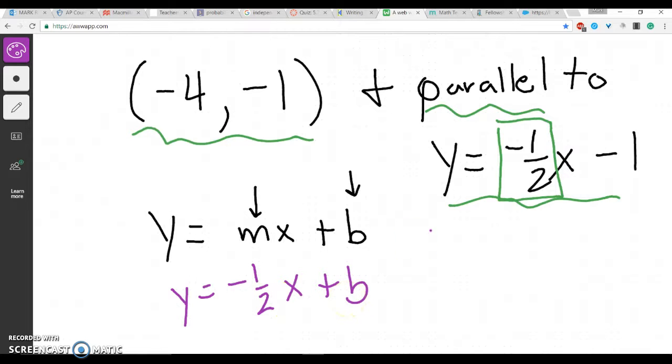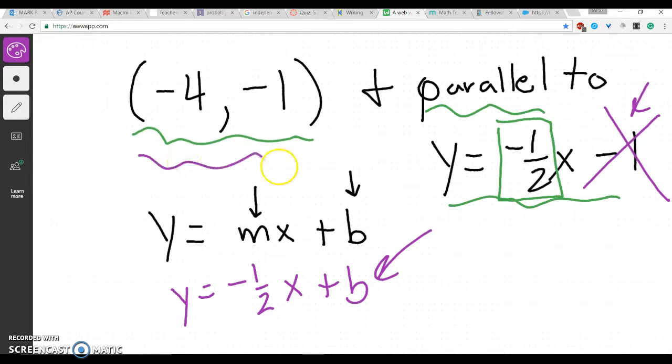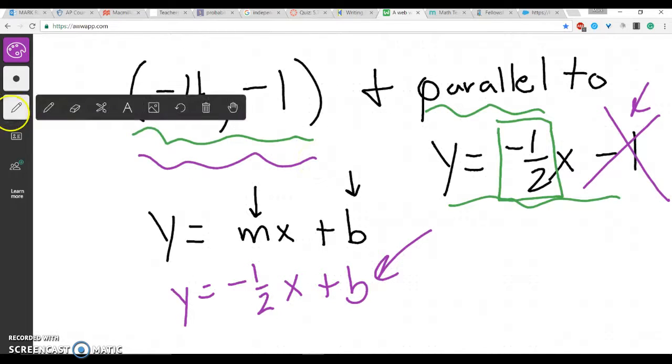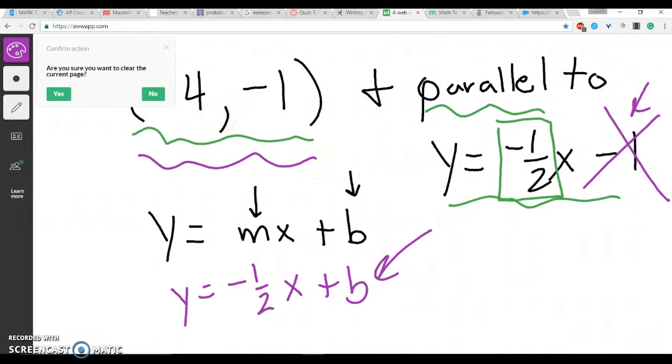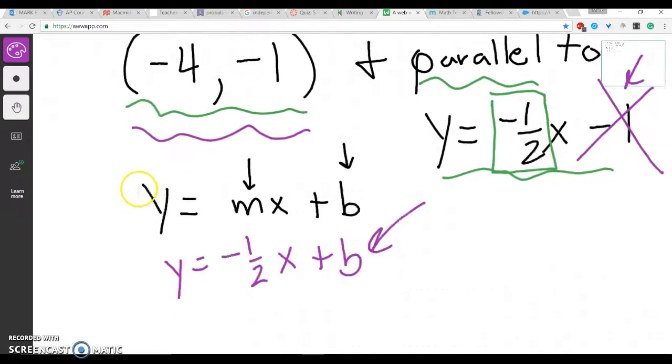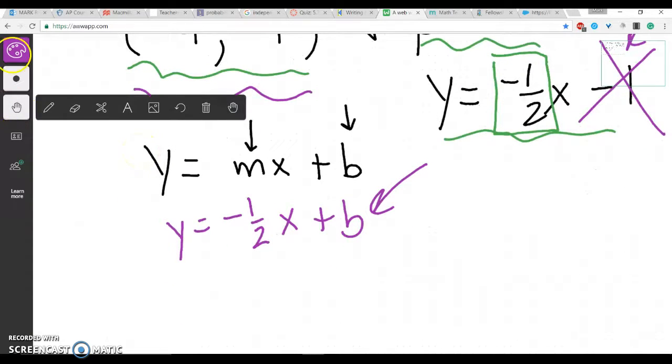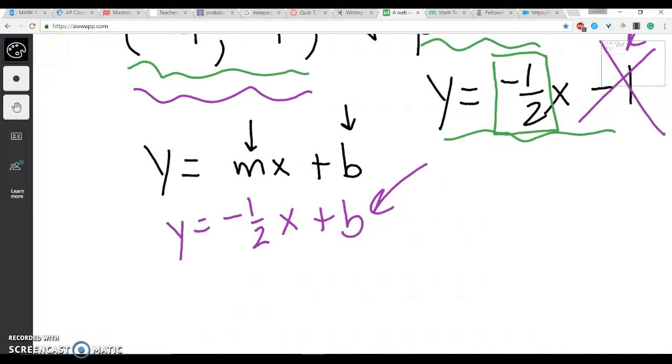One common mistake is people try to make this y-intercept the same as this. Well, if they were exactly the same, then we'd have the same lines and they wouldn't be parallel. So this number is not useful to me. I'm not going to use it at all. But I do have this point, so I'm going to use that point to do what we did last week and plug that information in.